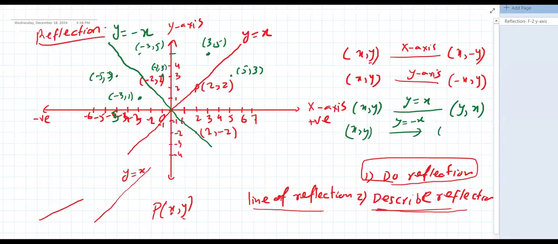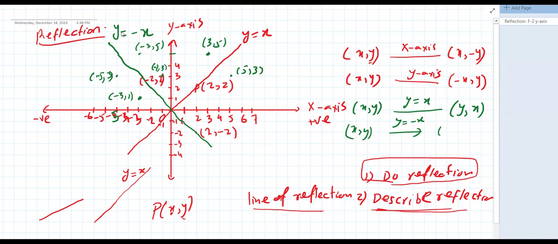But before I move to the questions, one thing keep in mind, please. These rules when I'm writing, these rules are for x-axis, y-axis, y is equal to x, y is equal to minus x. If there is any other vertical line or horizontal line other than x-axis, y-axis, we will do it accordingly. Okay.